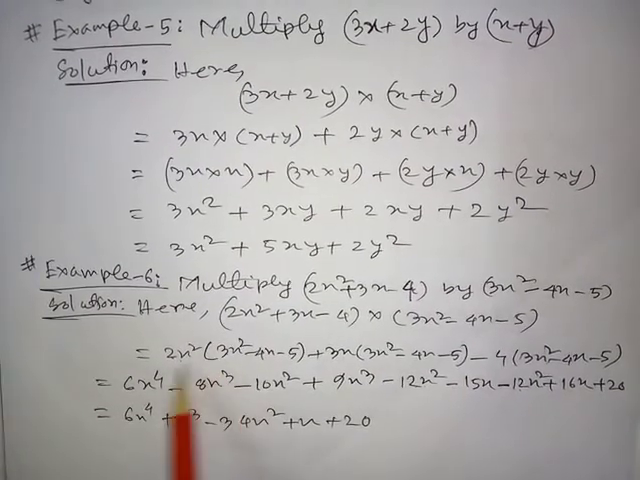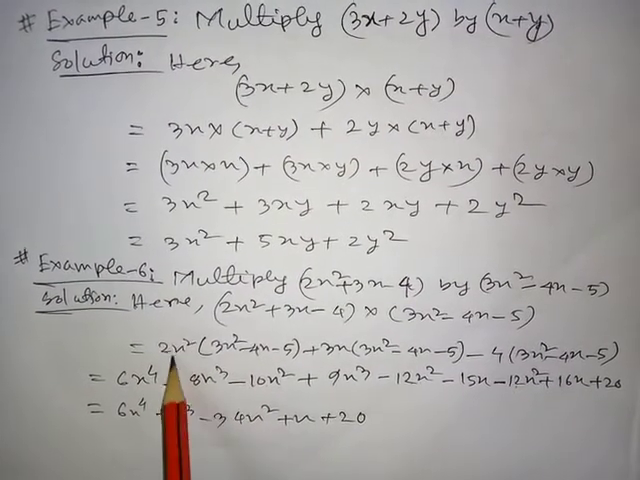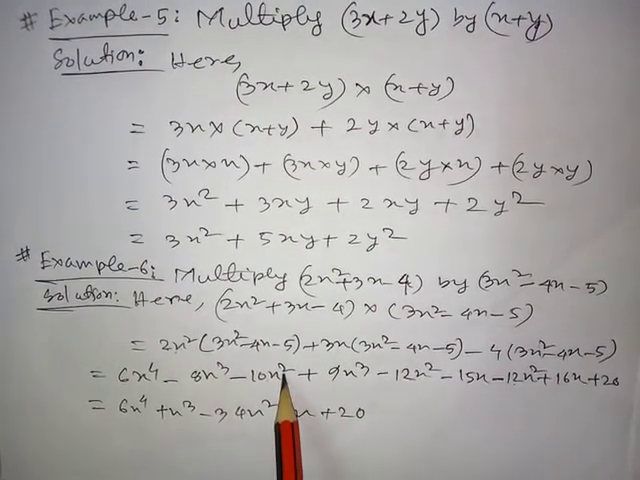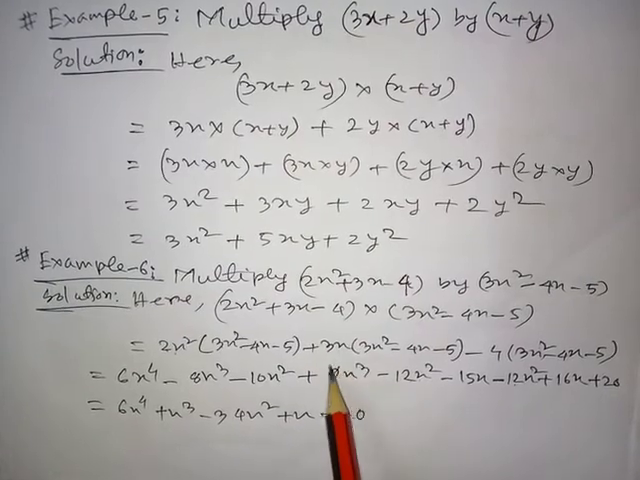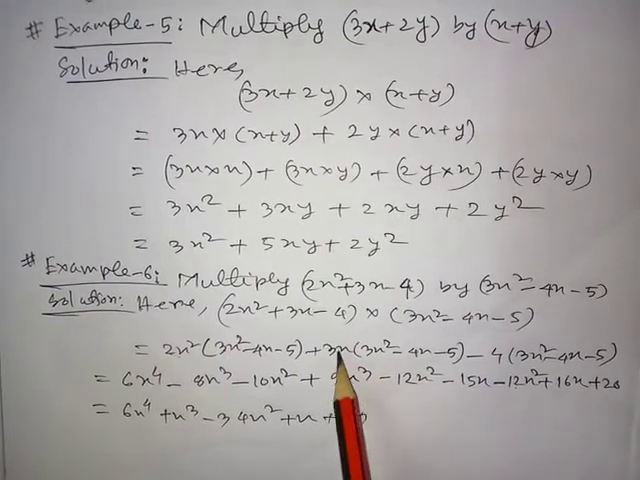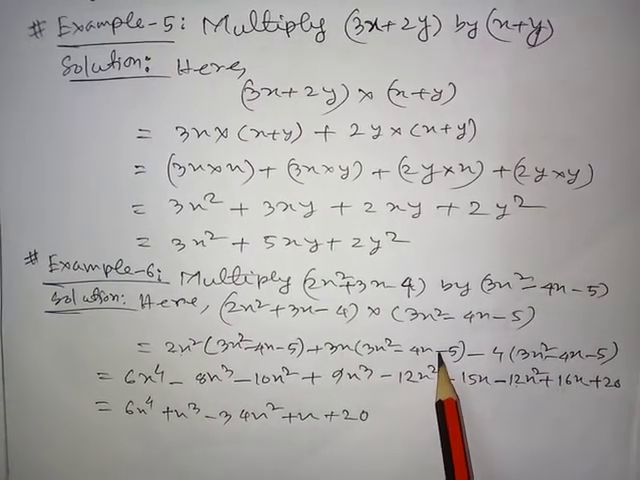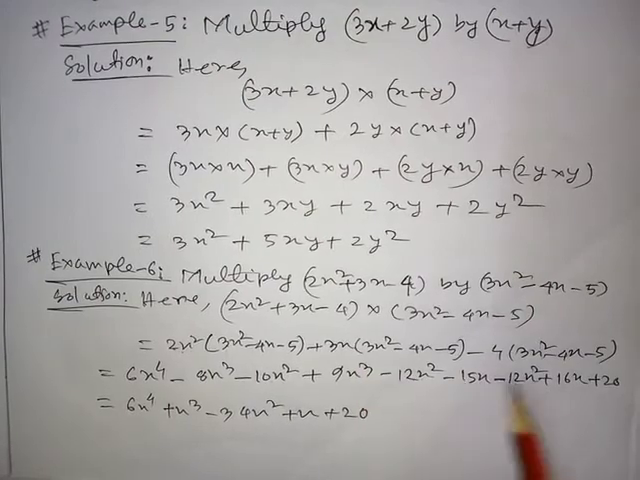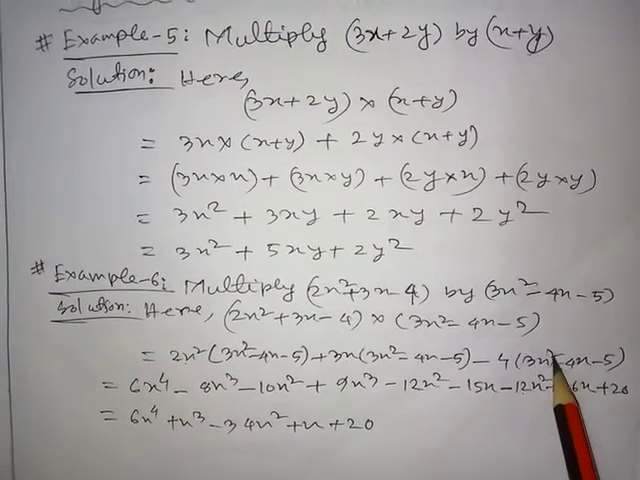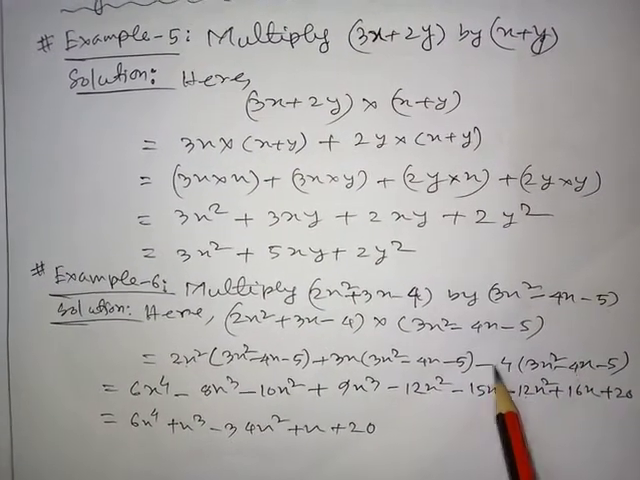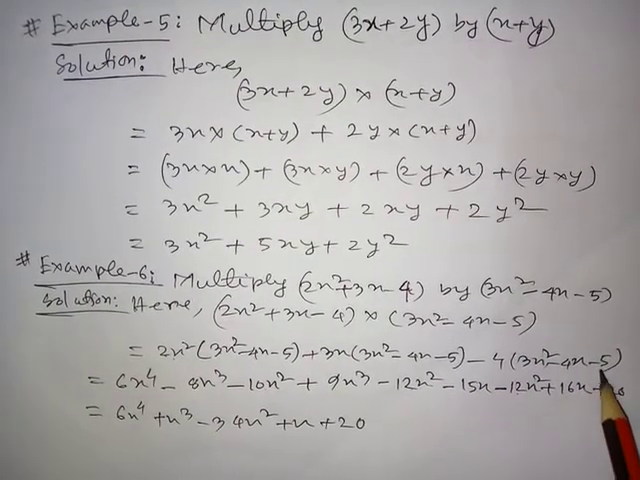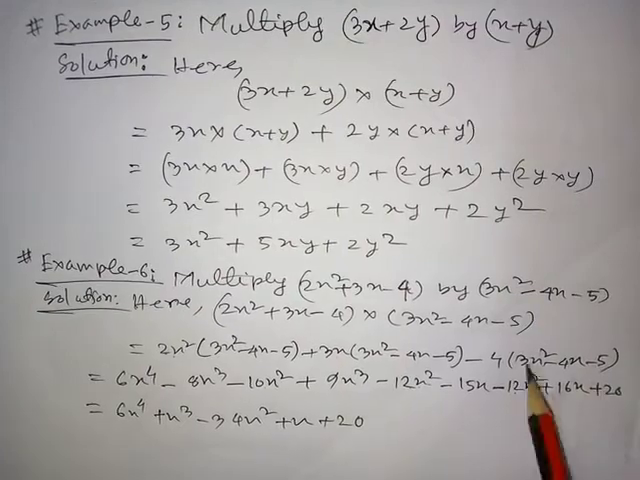Now here 2 times 3 is 6, x square times x square is x^4. 2 times 4 is 8, x square times x is x cube. 2 times 5 is 10 and x square. Now for this part, 3 times 3 is 9, x times x square is x cube. 3 times 4 is 12, x square. 3 and 5, there is a minus here, so minus 15 and x will come here. Now for this part, minus 4 times 3x square means minus 12x square. Minus 4 times minus 4x is minus minus plus 16x. Minus 4 times minus 5 is minus minus plus, 4 times 5 is 20.